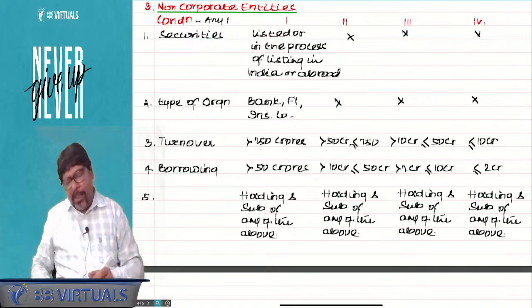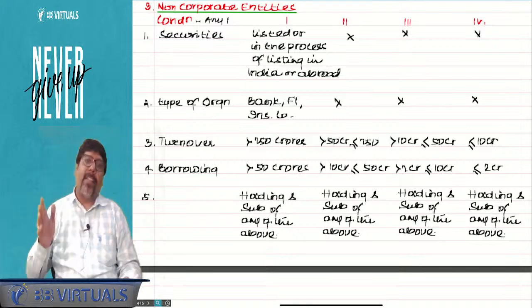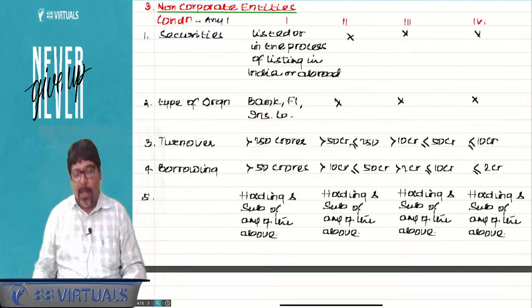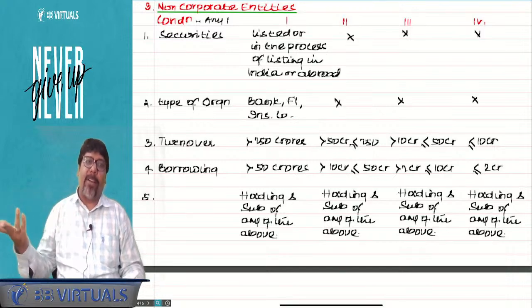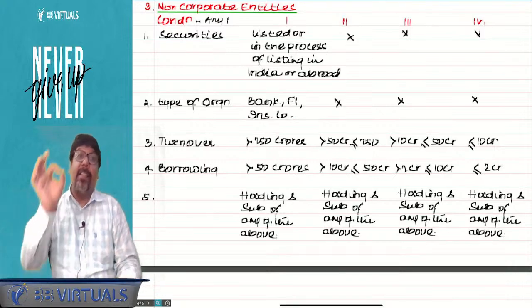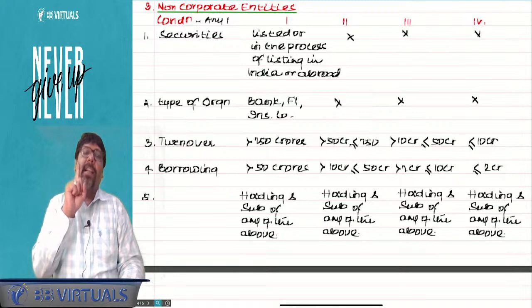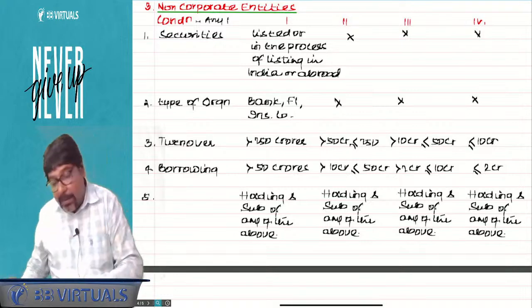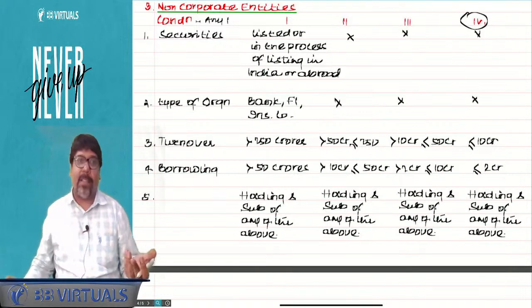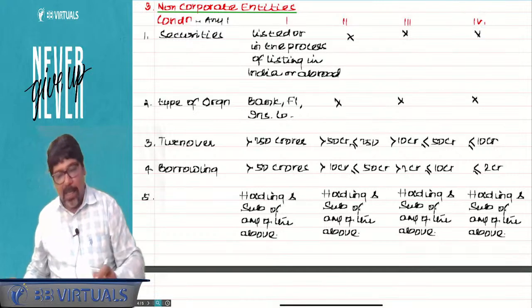Sir, below less than 2 crores? Less than 2 crores means 0 to 2 crores. Less than 10 crores means 0 to 10 crores. Below 0, that cannot be there. So if the organization is involved in commercial, industrial, and business activities, by default it will come in level 4 at least. Yes, sir.